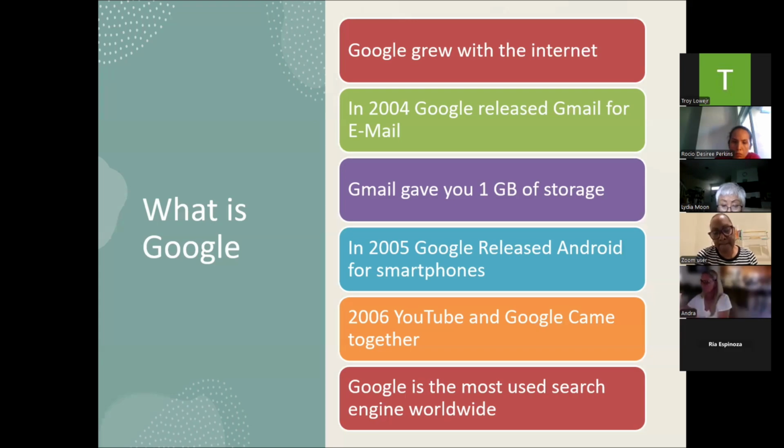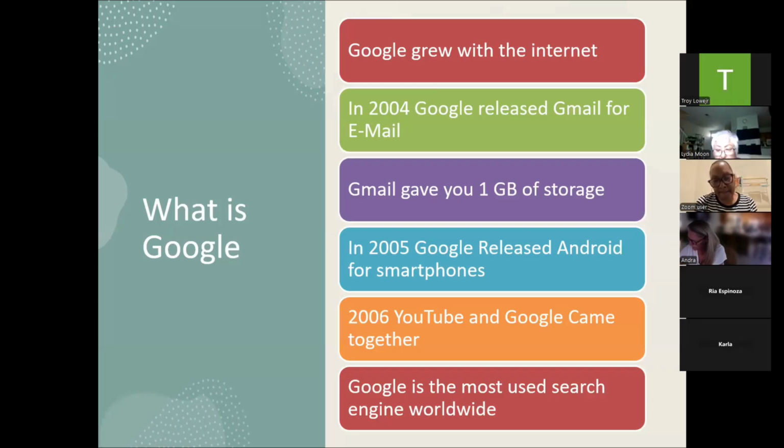Then in 2005, Google released Android for smartphones. I'm pretty sure we're all familiar with the Android-based phones. You have your Samsung Galaxies, you have your Motorola phones, everything that runs on the Android-based operating systems is owned by Google. In 2006, YouTube and Google came together. YouTube and Google decided to join forces and basically became a company.